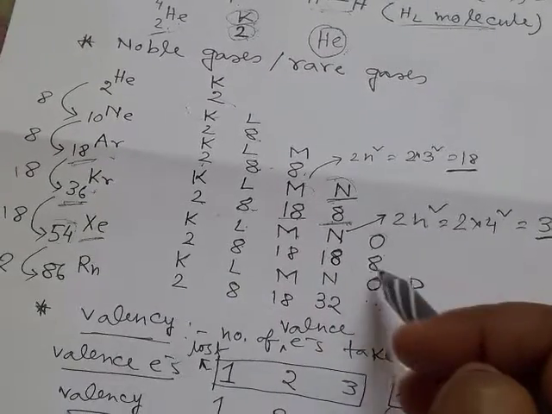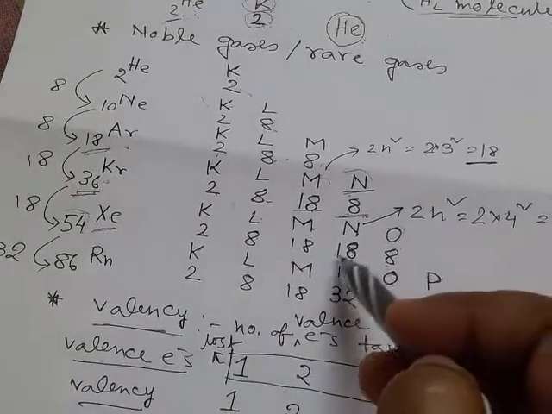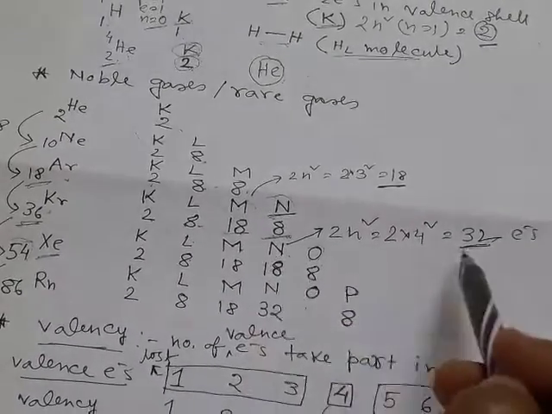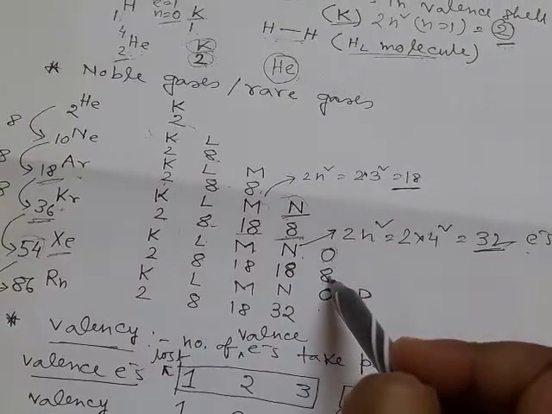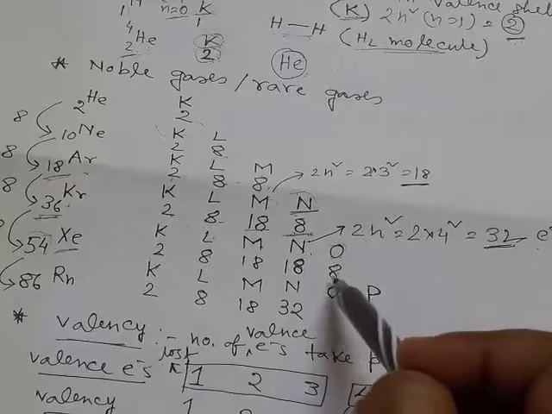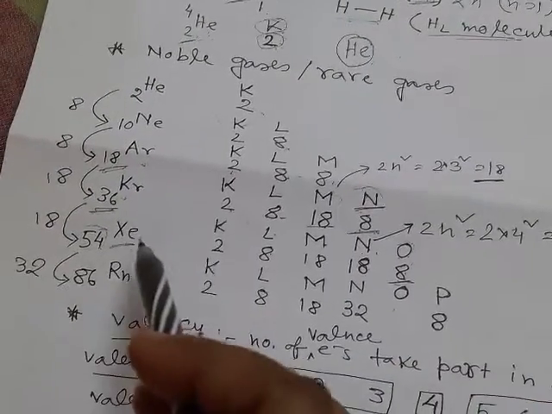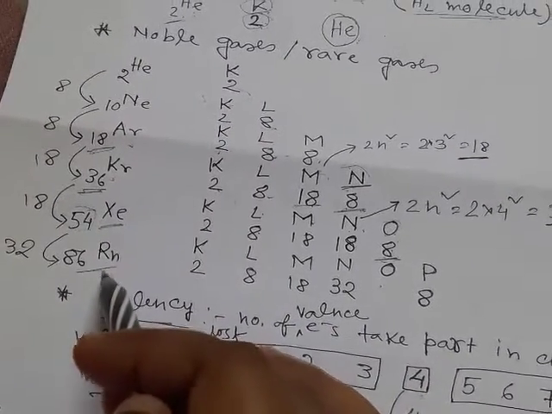That is, first 8 electrons will occupy the O shell and then the rest 18 electrons will be present in the N shell. So here though N shell can accommodate 32 electrons, but to fulfill the octet rule 8 electrons will go to the O shell. As there are 8 electrons in the valence shell, this is a stable configuration, this is a rare gas or noble gas. The last one is radon.